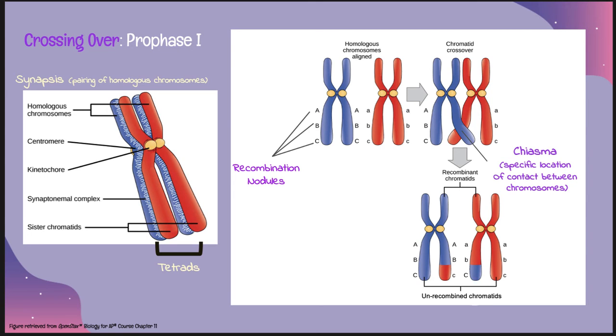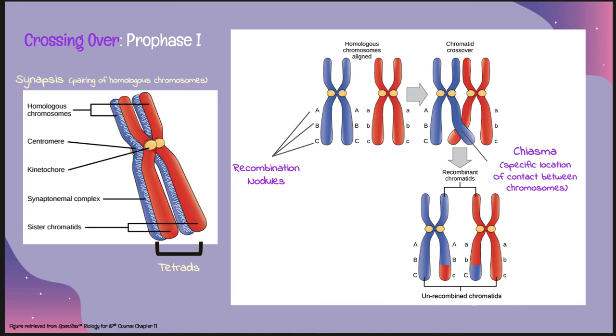A single crossover event between homologous non-sister chromatids leads to an exchange, or recombination, of equal DNA between a maternal chromosome and a paternal chromosome. So the chromatid from one parent and the chromatid from another parent exchange equal DNA. This exchange will create two chromatids called recombinant chromatids. The chromatids that didn't exchange DNA are called unrecombined chromatids.